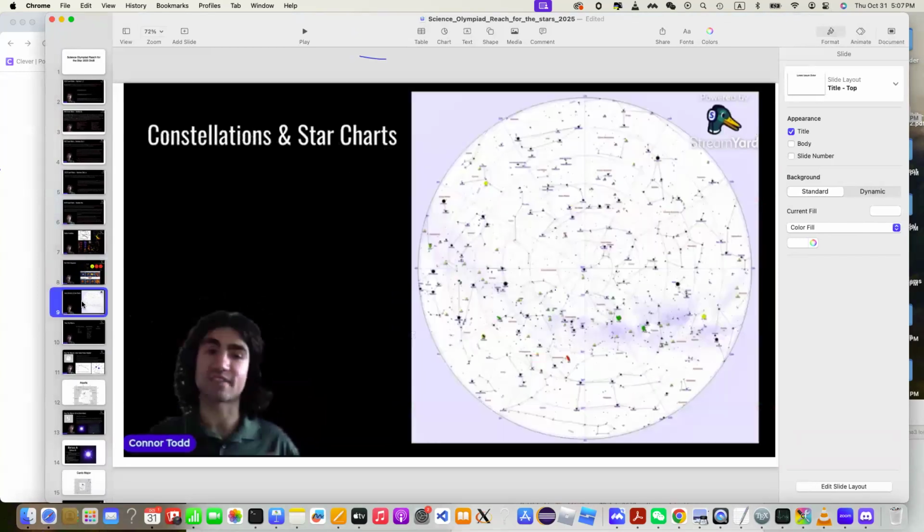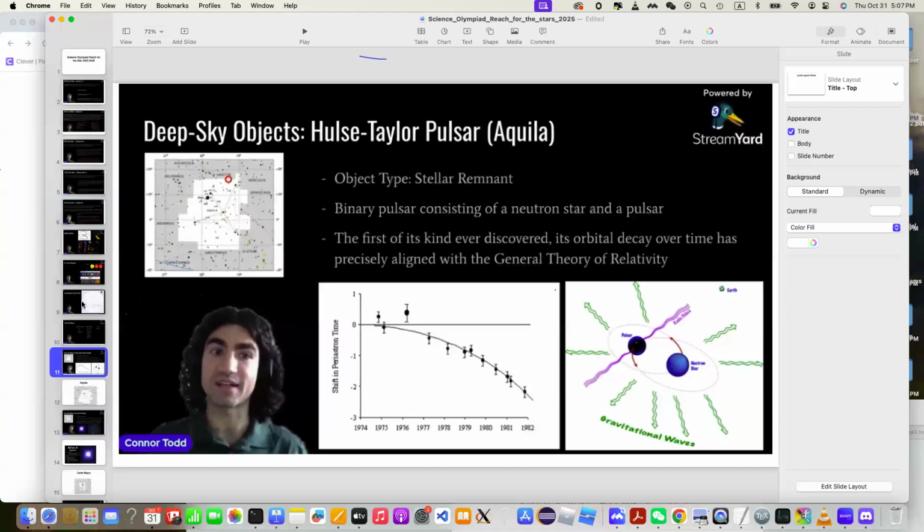Okay, let's go over the objects and look at their images. The first object is the Hulse-Taylor pulsar. It does not have a good image, probably because it is a pulsar and a neutron star, probably a remnant. What is important about the physical property of this object is the orbital decay.